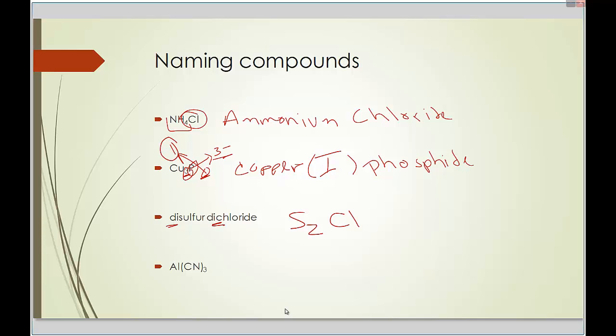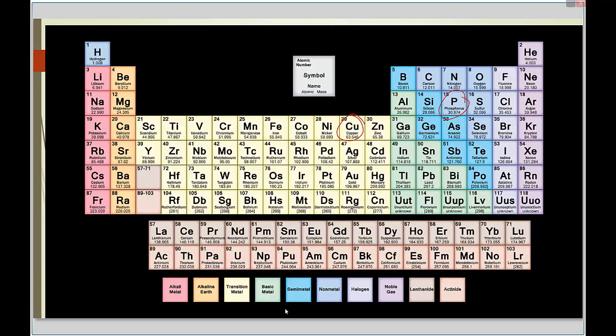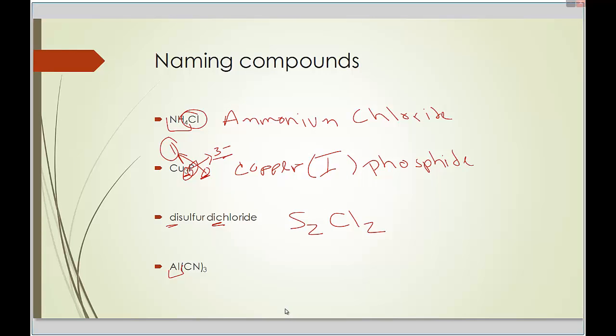Al is aluminum. It's right here. It's a type 1, so I don't need Roman numerals this time. CN is a polyatomic ion. It's cyanide. Alright, let's do a few more and then we'll be done with this video.